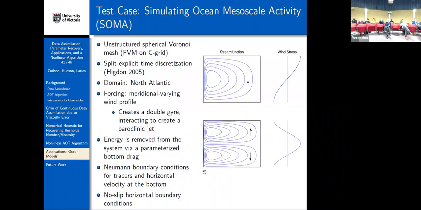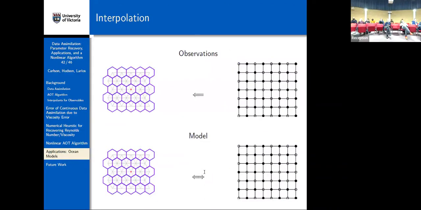So I don't want to go into the test case too much, but basically what's happening is we're creating this double gyre, they interact, and it creates the eddies that we're looking at. So we're going to look at two simulations here, 8 kilometers and 32 kilometers. 8 kilometers is the high res, 32 kilometers is the low res, so that they're eddy resolving and eddy permitting. So we're assimilating data from the high res into the low res. And that's what's happening here.